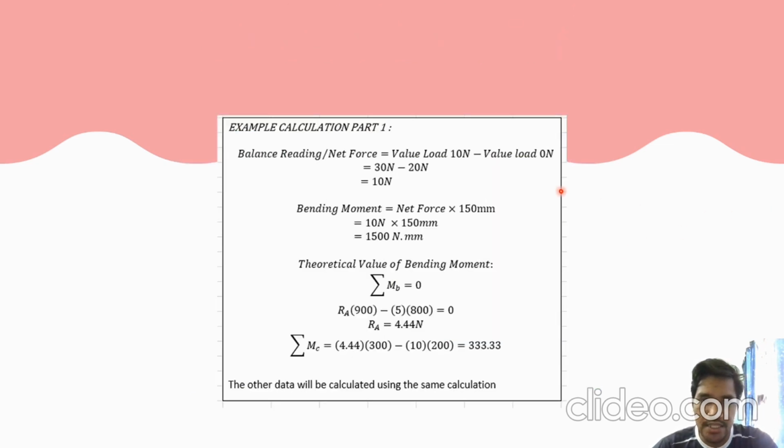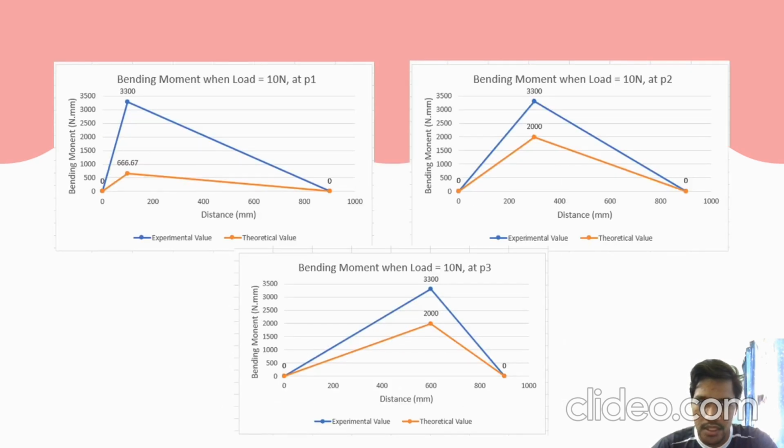Next, this is the sample calculation for part 1 for the load. For the theoretical value of bending moment, we use summation of bending moment at B equal to 0, which is we can calculate the RA and we can calculate the bending moment at MC. This is the graph you obtain when we calculate the value of the bending moment over the distance. This graph shows the experimental value and theoretical value.